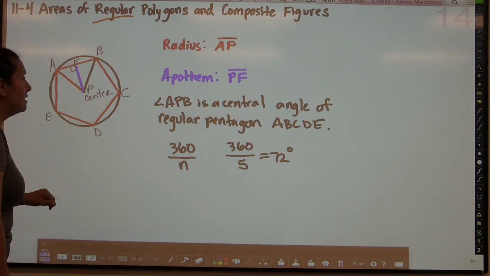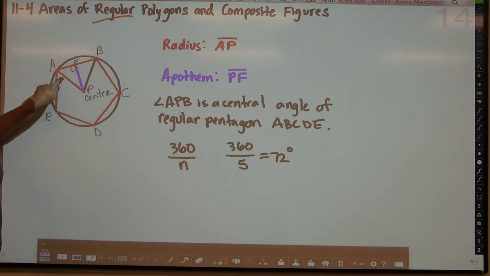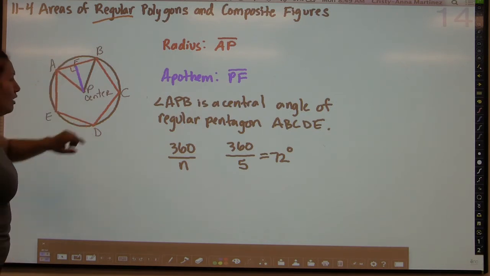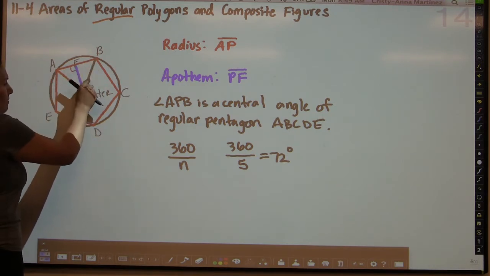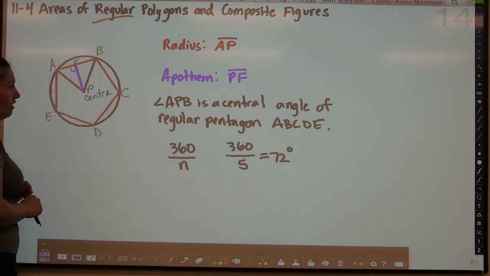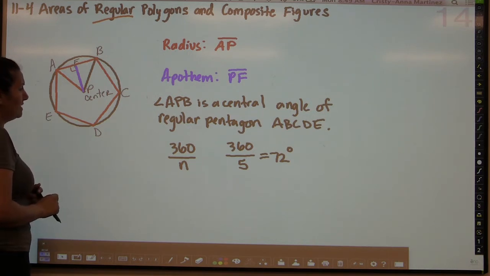So a radius, like I already diagrammed here, is segment AP, from A to P. It goes from the center to the actual circle. The apothem, however, is PF. It doesn't go all the way to the circle, it's shorter. Angle APB, this angle right here, is a central angle of the regular pentagon ABCDE.